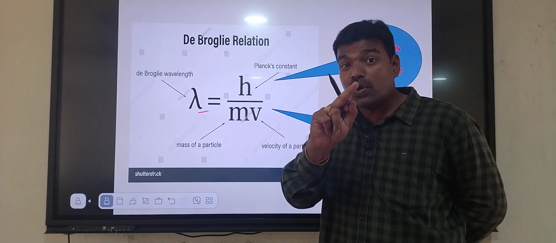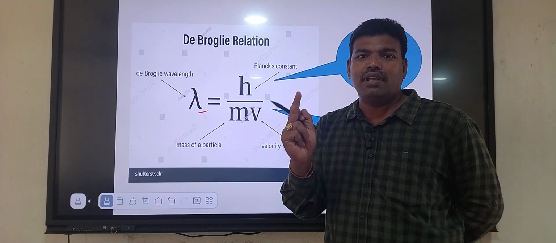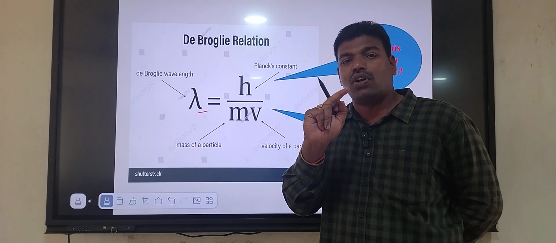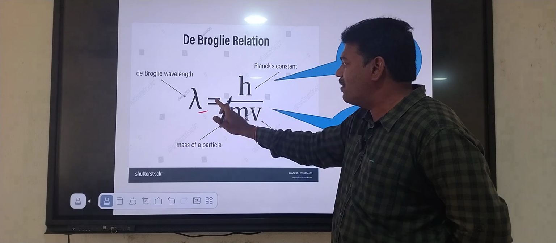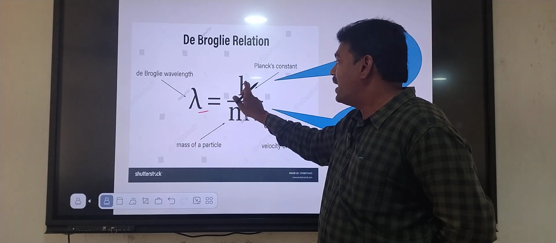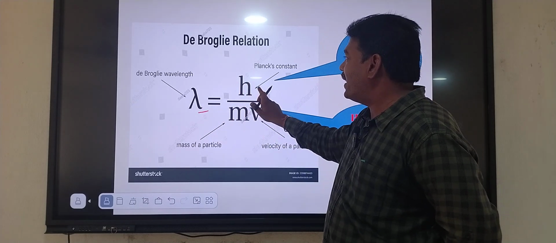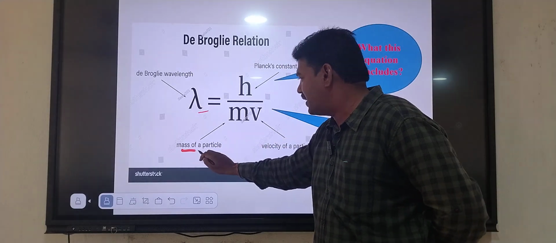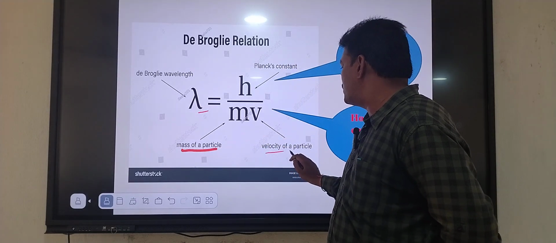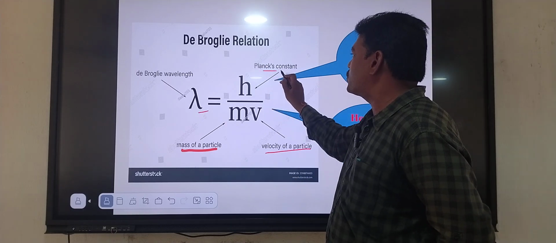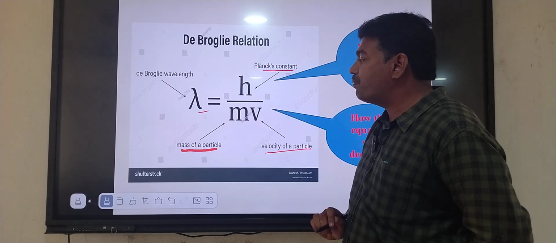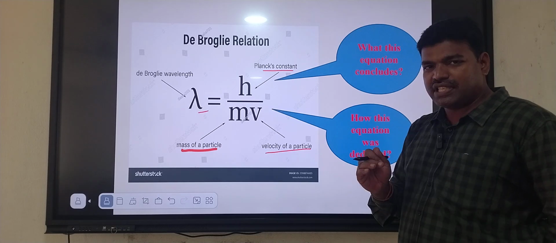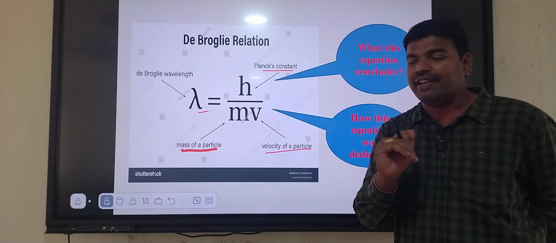So de Broglie derived an equation for that electron wave wavelength. That wavelength is lambda is equal to h by mv, where h is Planck's constant, m is the mass of the particle, and v is the velocity of the particle. Lambda is the de Broglie wavelength. Everything is fine up to this point.